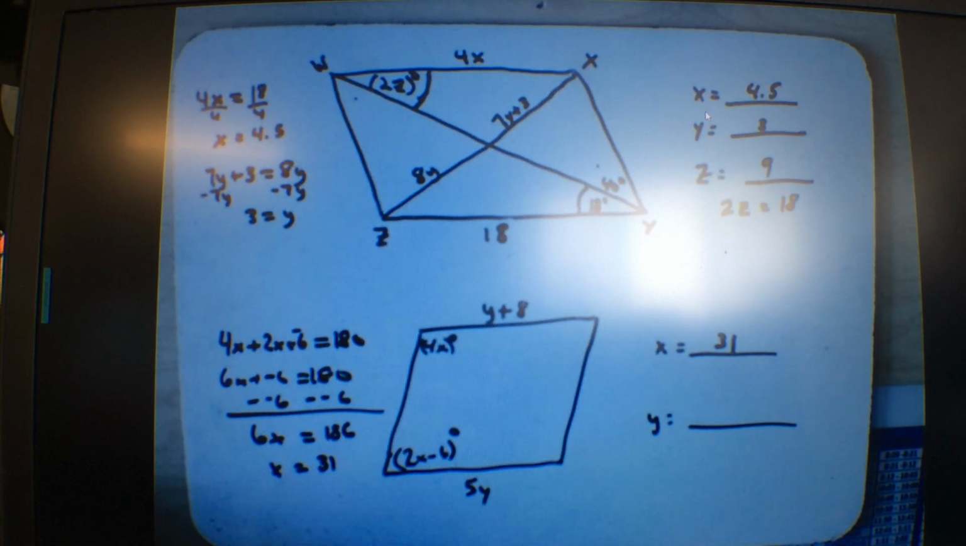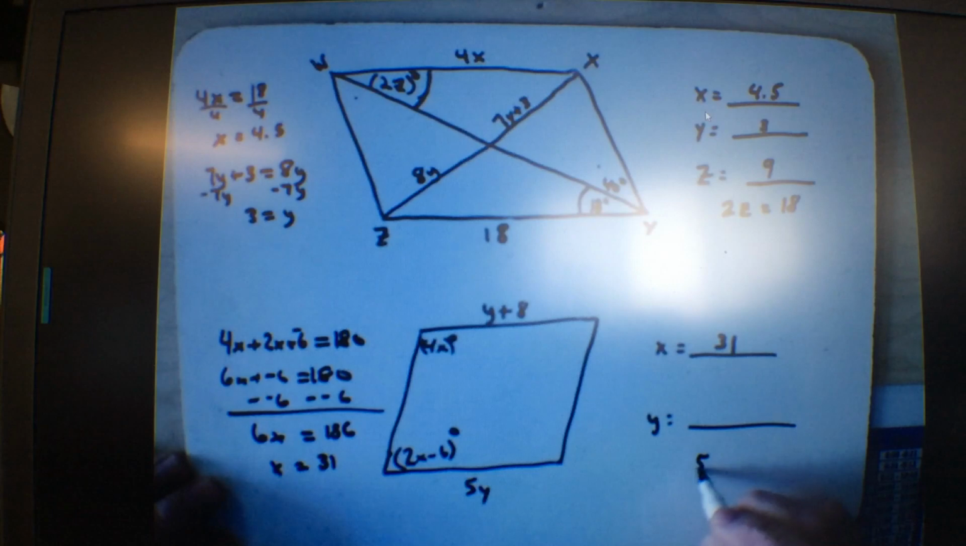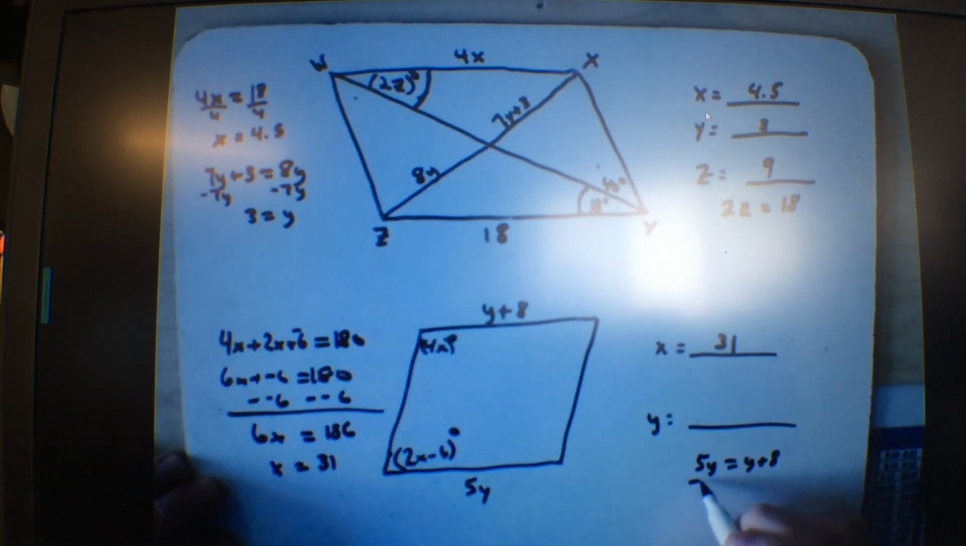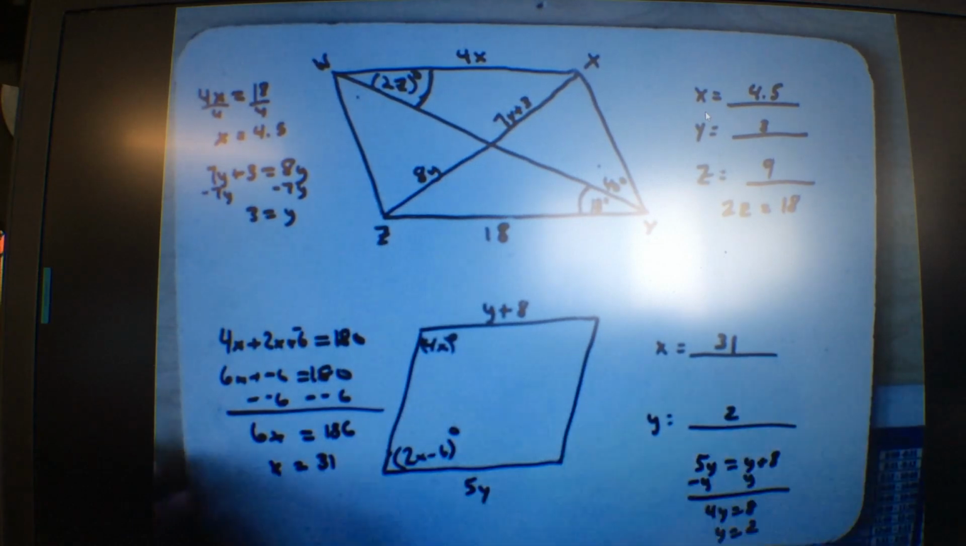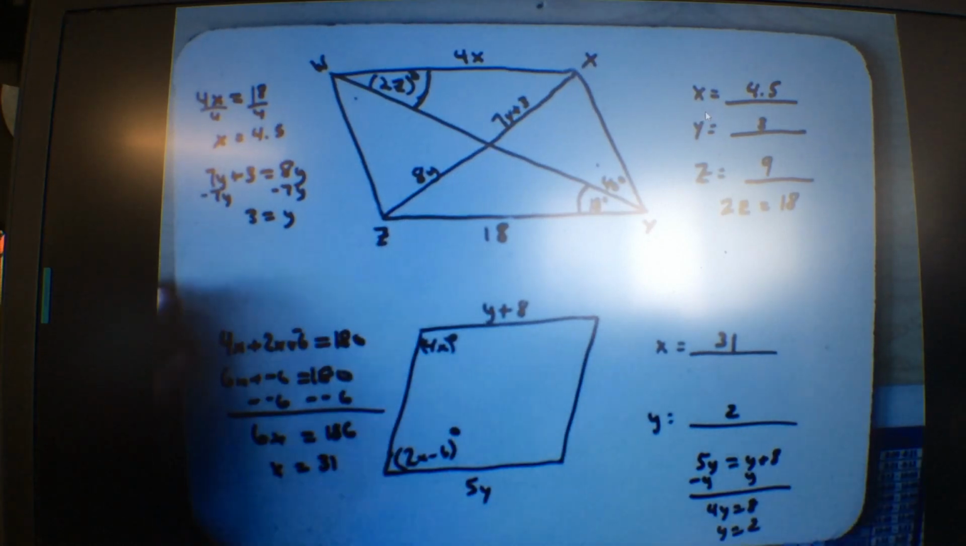Yes, Nelson. 5y equals y plus 8. That's right. That's the easier of the two, isn't it? And if I subtract y from both sides, I get 4y equals 8, and then y equals 2. Any questions on that? Okay, I'm going to erase this. Do you got it all?